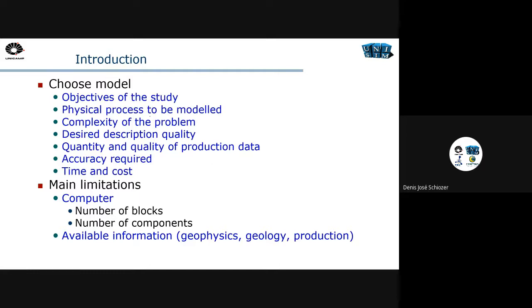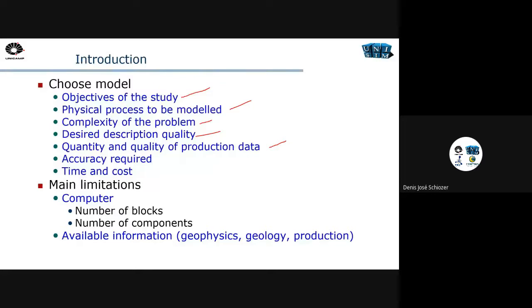Okay, once we have this, we have to consider the objective of the study. We have to consider the physical process we are modeling, the complexity of the problem, the quality we want for this, the quality and amount of production data we have. Sometimes we have a reservoir that's a very green field, or at the very beginning of its life. We don't have any data. We just have data sometimes of one well and a little bit of seismic and so on. So instead of running a very complex model with 1 billion cells, when we have a lot of uncertainties, sometimes we write less complex models.